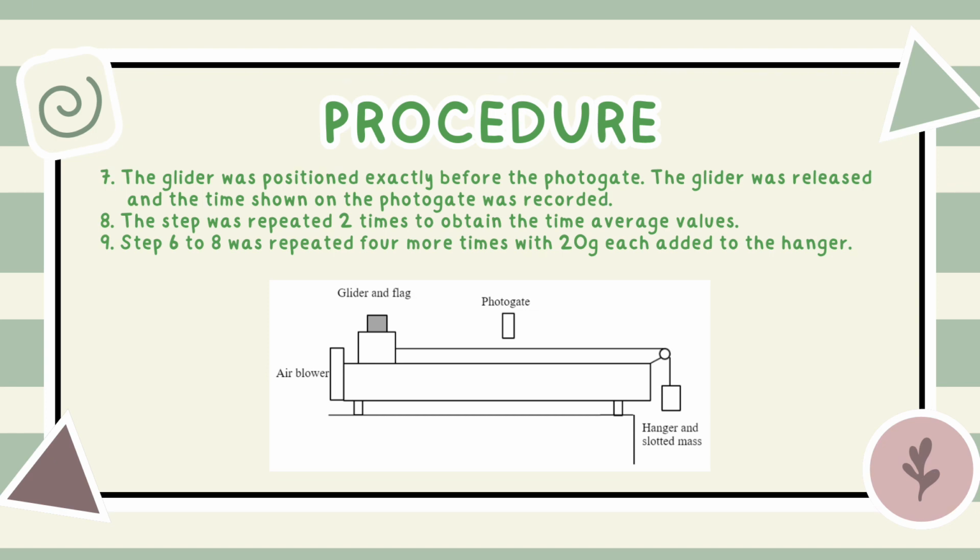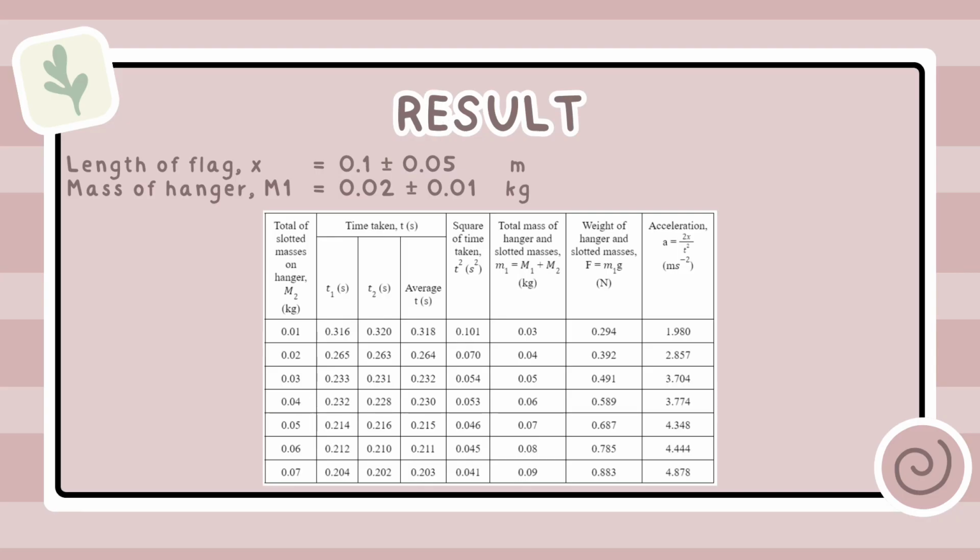The glider was released and the time shown on the photo gate was recorded. The step was repeated 2 times to obtain the average time values. Steps 6 to 8 were repeated 4 more times with 20 grams each added to the hanger. This is the result that we obtained from the experiment.